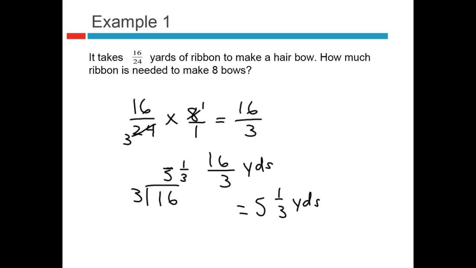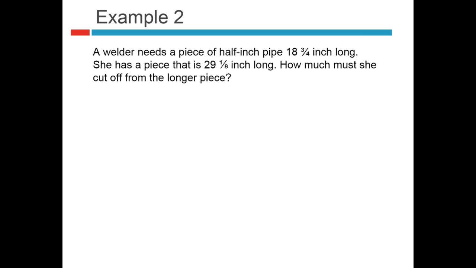Okay, let's look at another example. A welder needs a piece of 1/2-inch pipe 18 3/4 inches long. She has a piece of pipe that is 29 1/8 inch long. How much must she cut off from the longer piece?